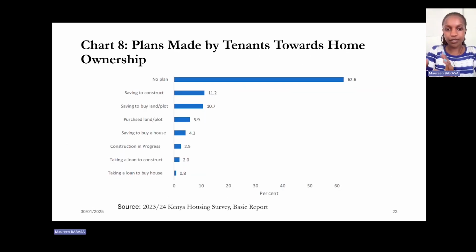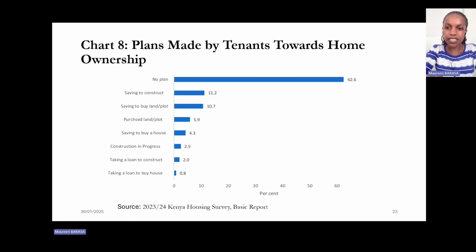Then next we'll be showing plans made by tenants towards homeownership. And a total of 62.6% of people have no plans towards homeownership. Then those who are saving to construct is 11.2, and those who are saving to buy land or plot is 10.7. And those who've already purchased a land or plot.